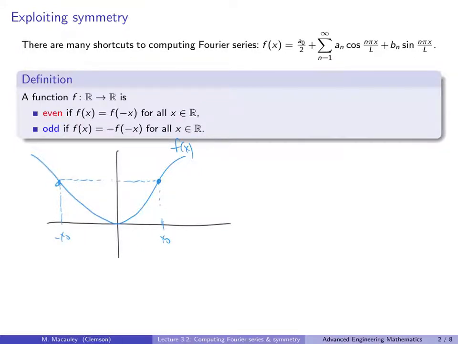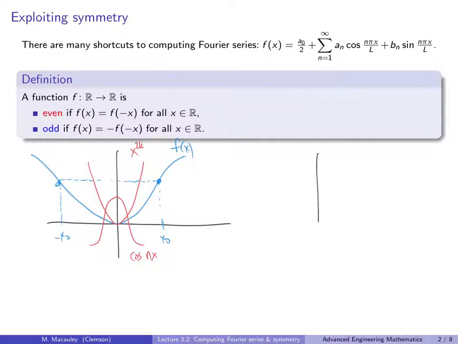So examples of even functions are like x squared, or x to the fourth, or x to the 2k, where that forces the exponent to be even. Other examples of even functions involve cosine, or anything like cosine of x, cosine of 2x, or cosine of nx.